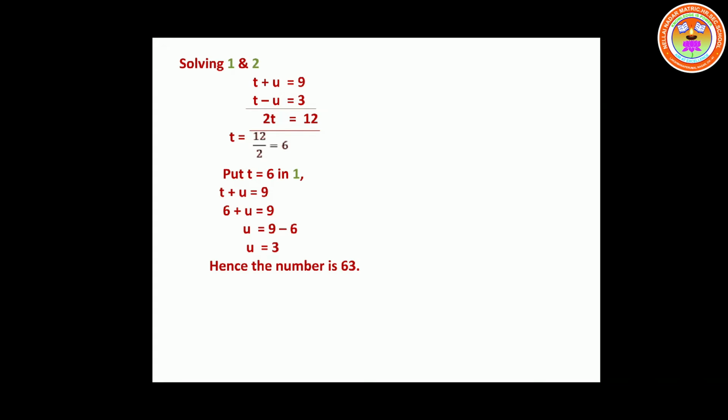Now put t is equal to 6 in equation 1. The first equation is t plus u is equal to 9. So in the place of t, 6 plus u is equal to 9. Therefore u is equal to 9 minus 6, and u is equal to 3. So in the tens place you have 6 and in the units place you have 3. Therefore the number is 63.